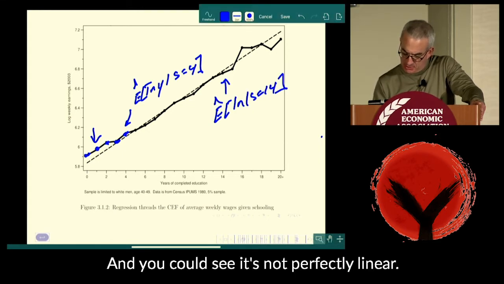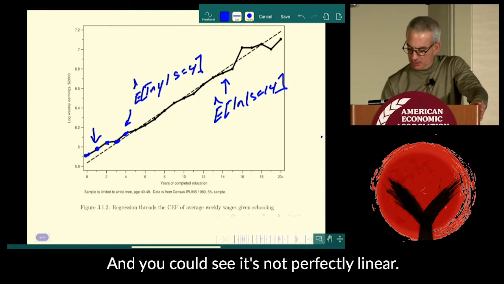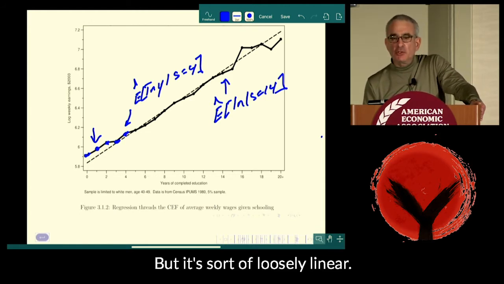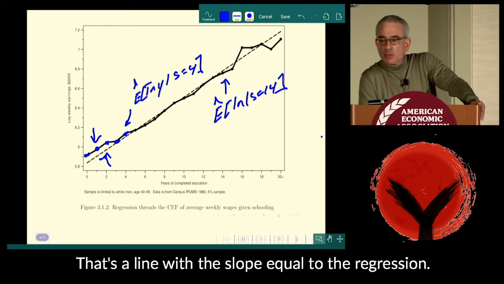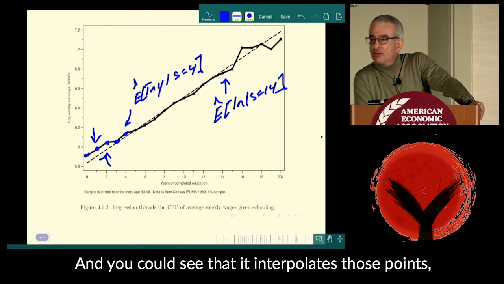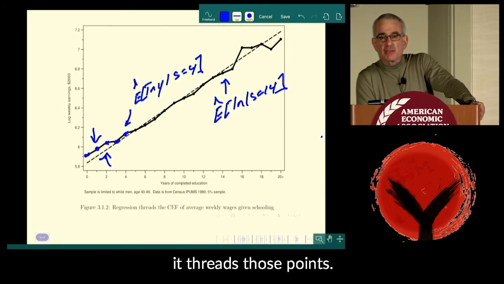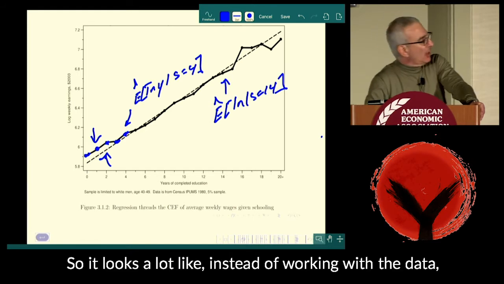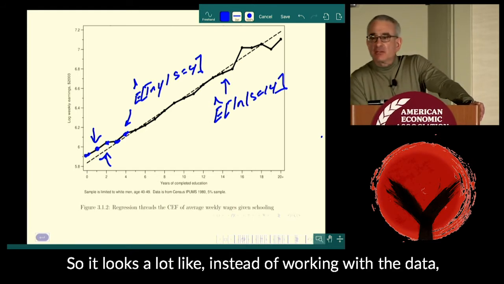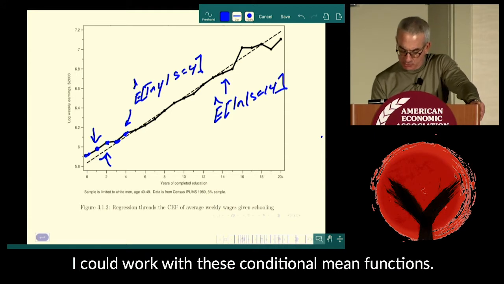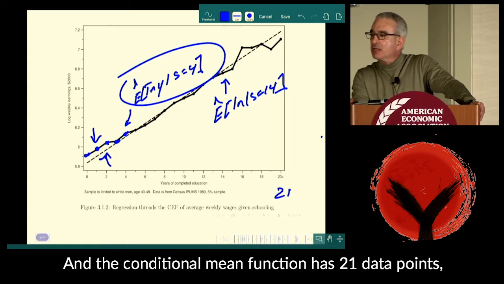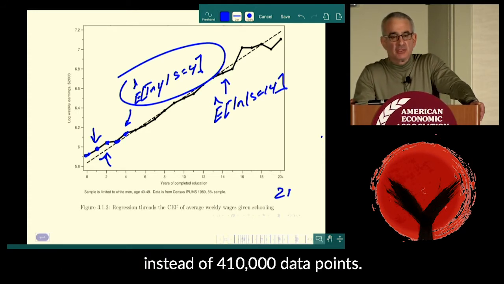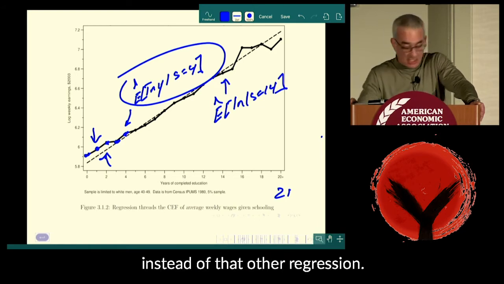And you could see it's not perfectly linear, but it's sort of loosely linear. And then this is the regression slope. That's a line with the slope equal to the regression, and you could see that it interpolates those points. It threads those points. So it looks a lot like, instead of working with the data, I could work with these conditional mean functions. And the conditional mean function has 21 data points instead of 410,000 data points. So I could run this regression instead of that other regression.